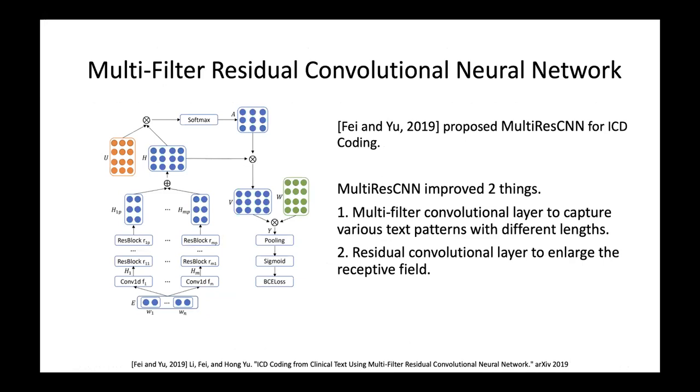Also there are some attempts to improve the performance apart from CAML. The multi-filter residual convolutional neural network was also proposed for ICD coding. This model improved two things. The first one is that they added a multi-filter convolutional layer to capture text patterns of various lengths. And the second one is that they also added a residual convolutional layer to enlarge the receptive field, meaning that they try to add more flexibility.